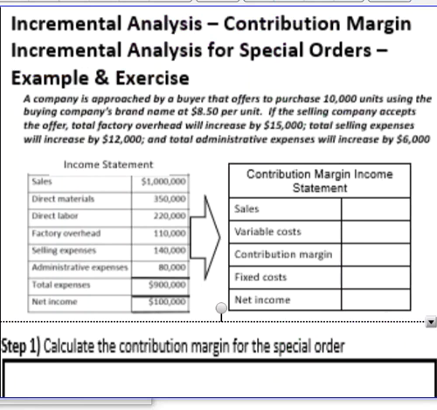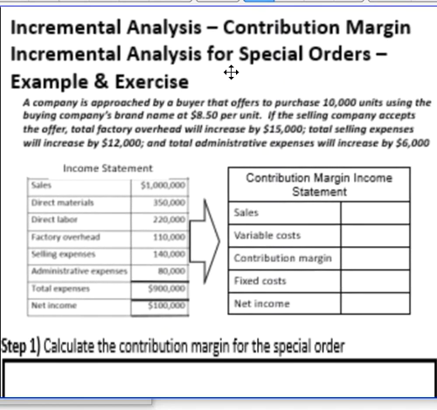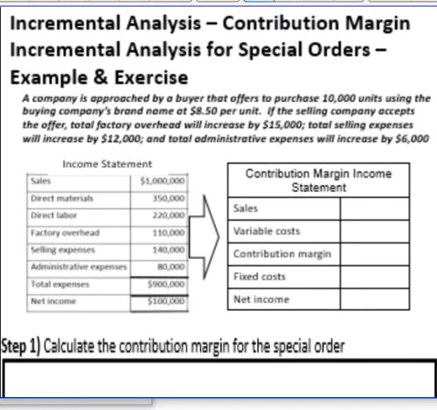In this exercise, we're going to calculate using incremental analysis. We're basically doing contribution margin incremental analysis for our special orders. In this case, a company is approached by a buyer that offers to buy 10,000 units.